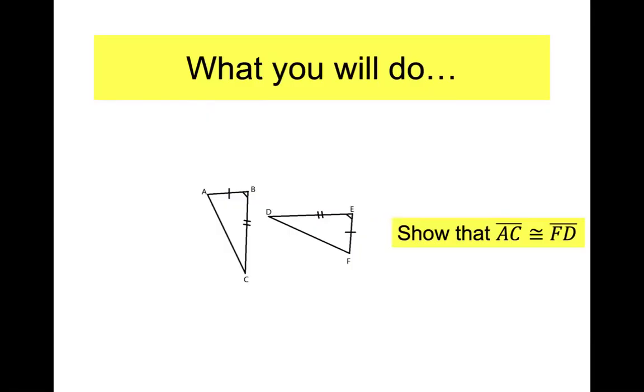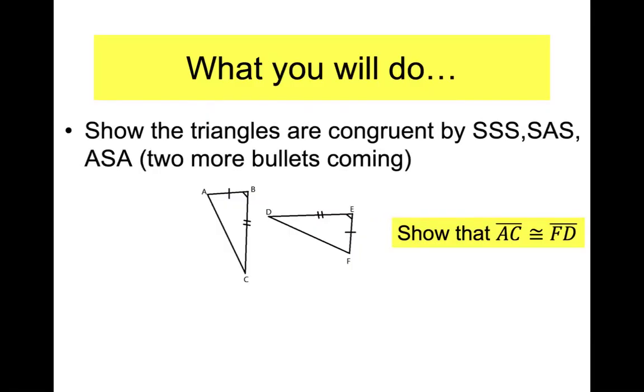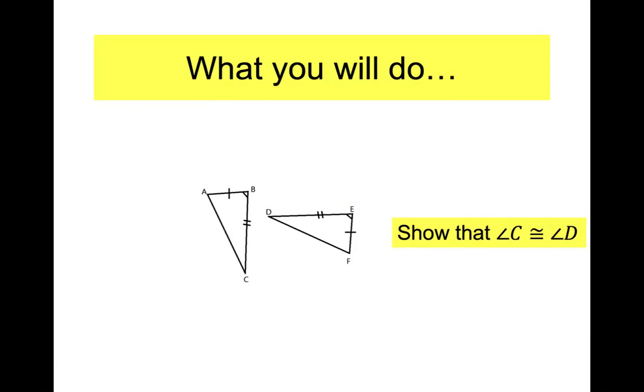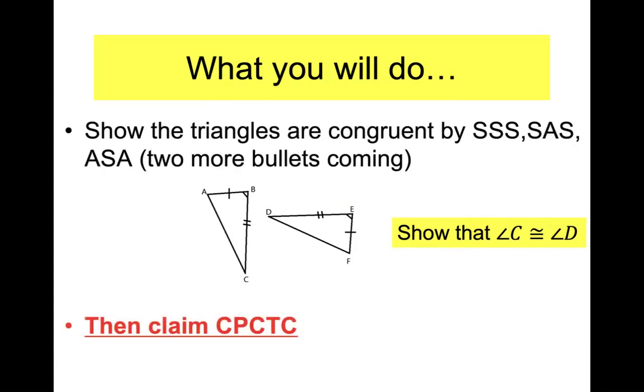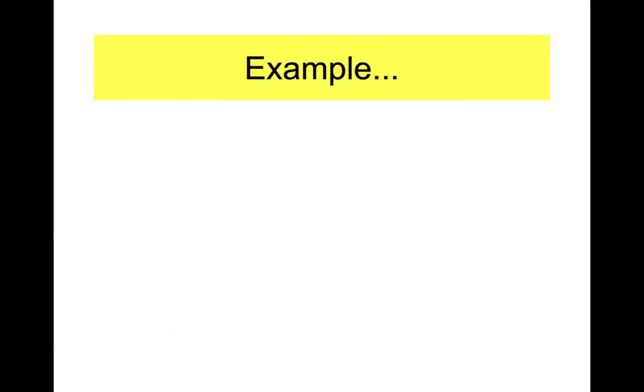One more time. What you're going to do to show that two segments or two angles are congruent, you're going to show that they are part of two different triangles and the two triangles are congruent, and then claim CPCTC. And CPCTC is a magic word, which means the corresponding parts of congruent triangles are congruent. All right, so this is flavor number one to show that two segments or two angles are congruent. And we'll do a couple of examples.